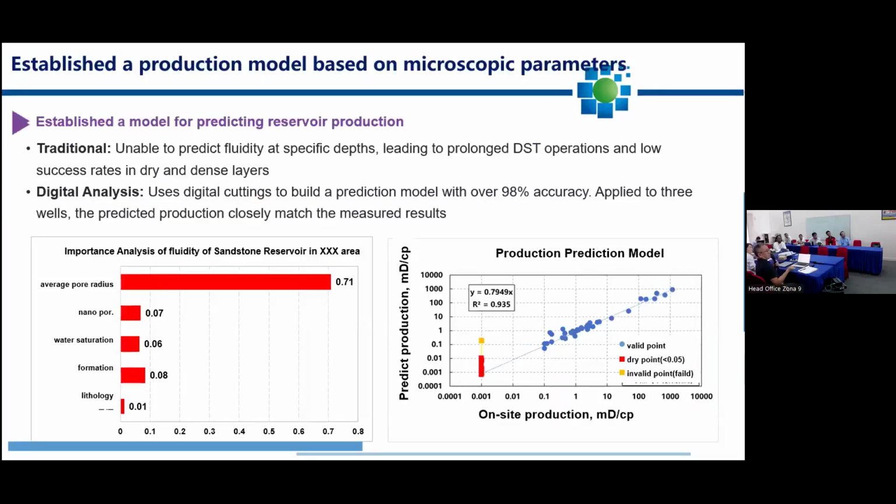So this is one example showing the relationship between production and permeability. This example shows the average pore radius, basically the population of big size pores. The more bigger pores you have, the better permeability and also better production capacity you have. This is the conclusion.